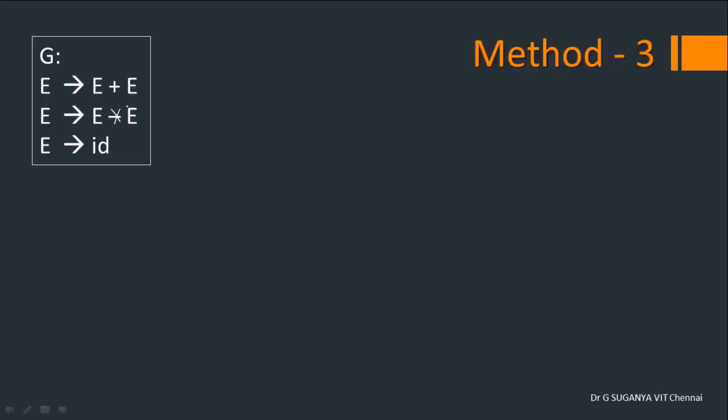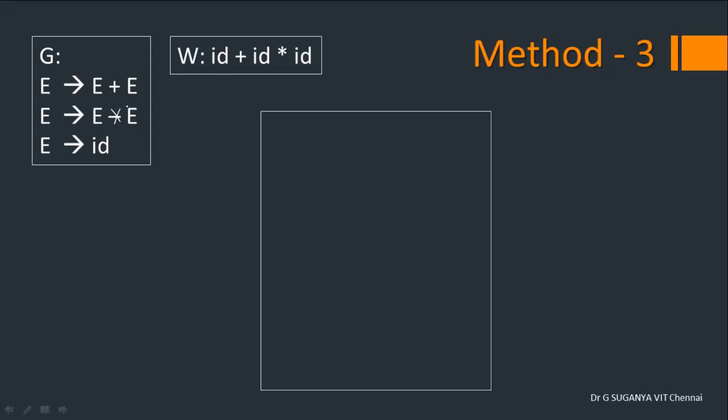Then we'll move on to the third method. Let us assume the same grammar along with the same word. Now the concept is a bit different. We are going to start with the word. Here the word, we are trying to arrive at the start symbol. This is the bottom-up approach. Every step you have to try mapping the symbol with the symbol on the right-hand side. If there exists a mapping, reduce it to the left-hand side. That's the concept of this.